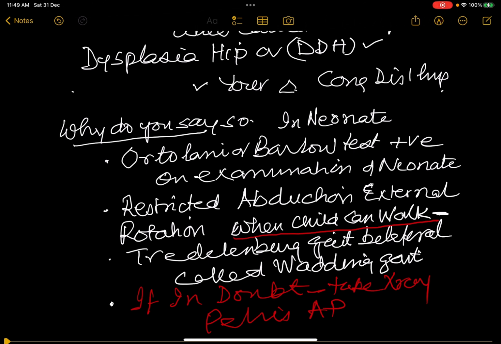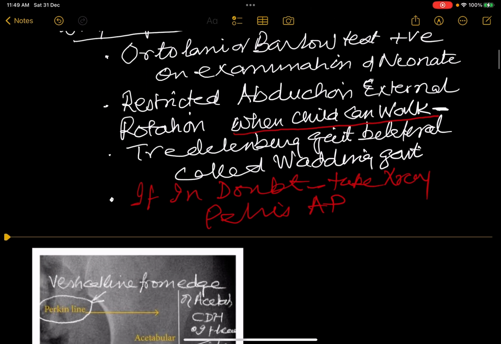So in a neonate, after all births, you should do an Ortolani and a Barlow test, which is positive on examination of a neonate. So you look for congenital anomalies and you do an Ortolani and a Barlow test in all deliveries to detect congenital dislocation of the hip early. When the child becomes older, you have restricted abduction and external rotation.